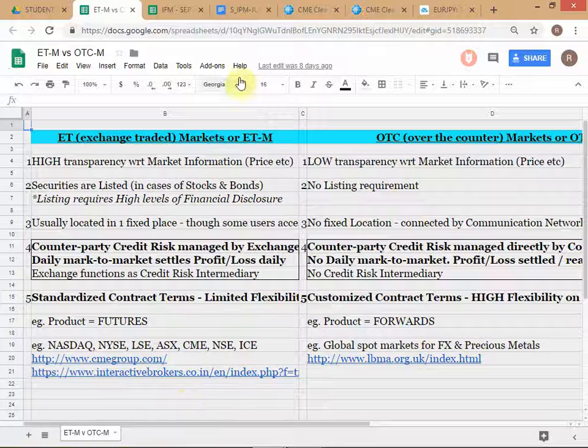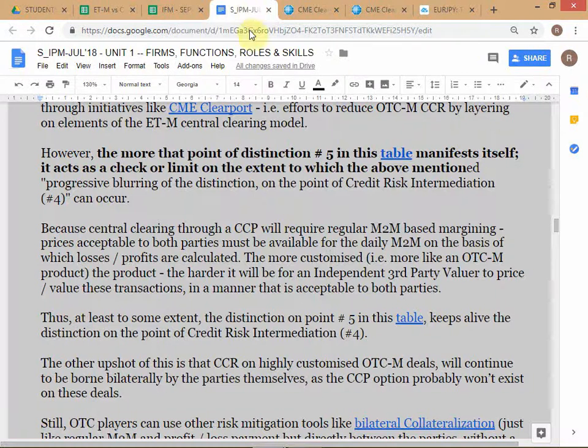So look at this. What am I saying here? That while there is a blurring of the distinctions, the point I'm trying to make is that there is a limit to which the distinction can be blurred. And what is defining that limit? The factor that is defining the limit is this business of customization versus standardization.